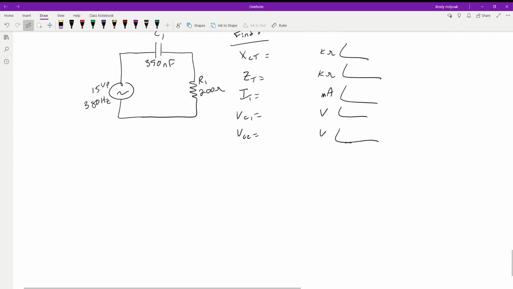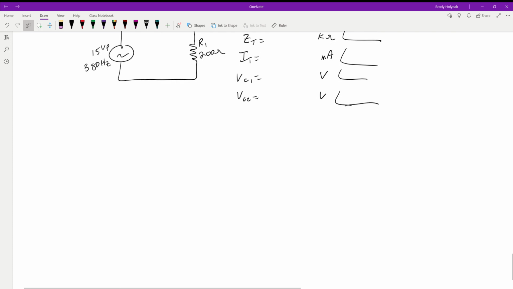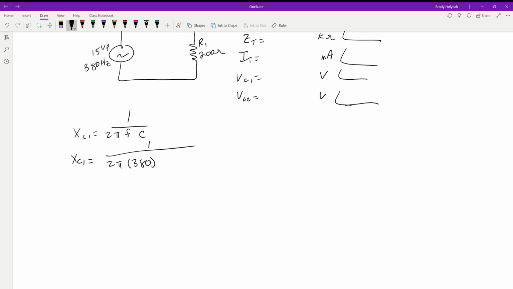All right, let's go ahead and start solving this. The first thing we're going to look for is the capacitive reactance of capacitor 1. Its associated formula is 1 over 2 pi f C. So X of C1 is 1 over 2 pi times 380 times our capacitance, which is 390 nano. The capacitive reactance of C1 is equal to 1.074 K at negative 90 degrees.